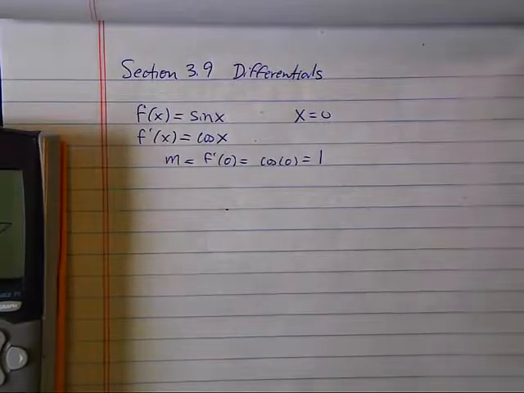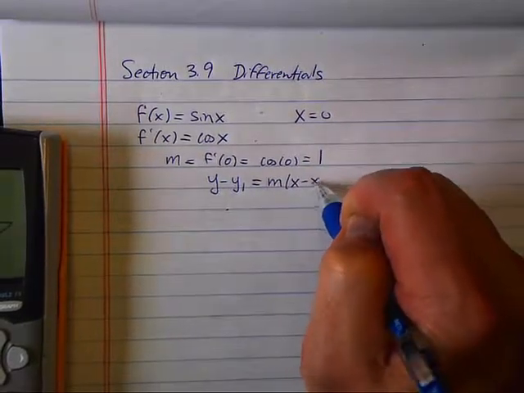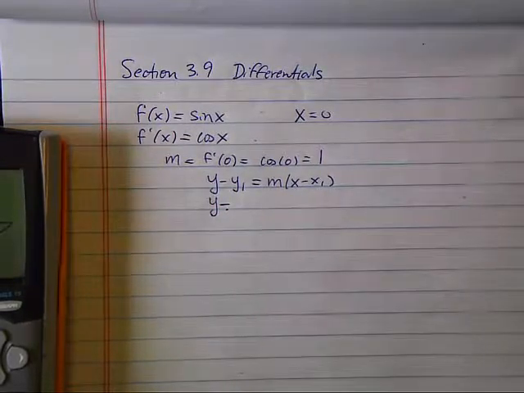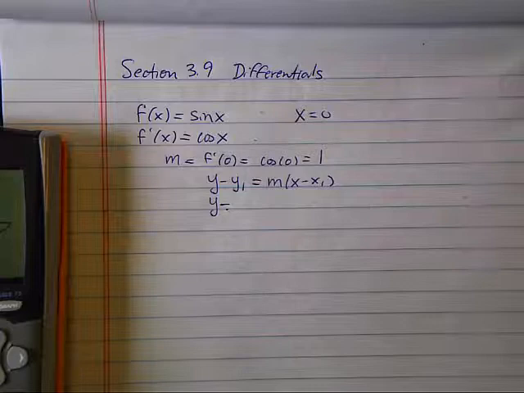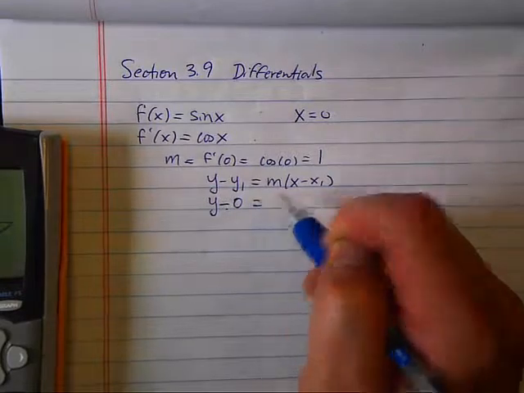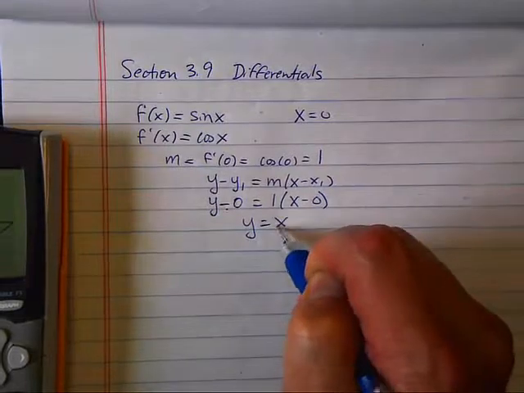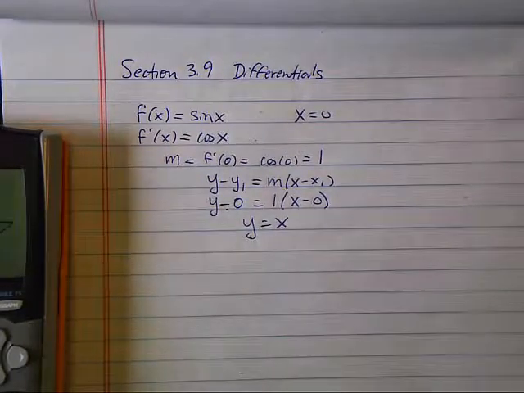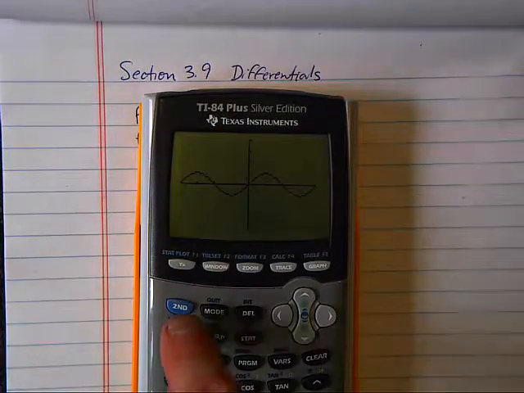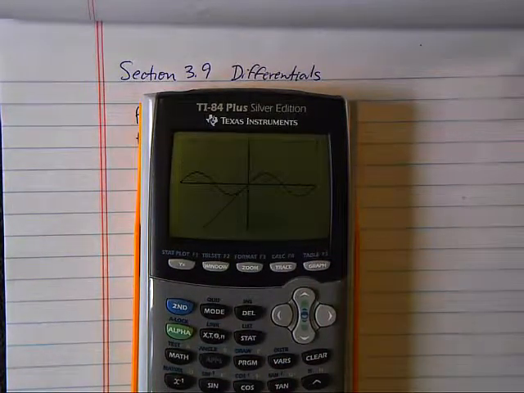Okay. So now I can use y minus y1 equals m times x minus x1. Y minus, what's my y1 value? 0, because I take 0, plug it into my original function, sine of 0 is 0, equals m was 1 times x minus 0. So that's just a fancy way of writing y equals x. Okay, so there's the graph of the original function. And there's the graph of y equals x.